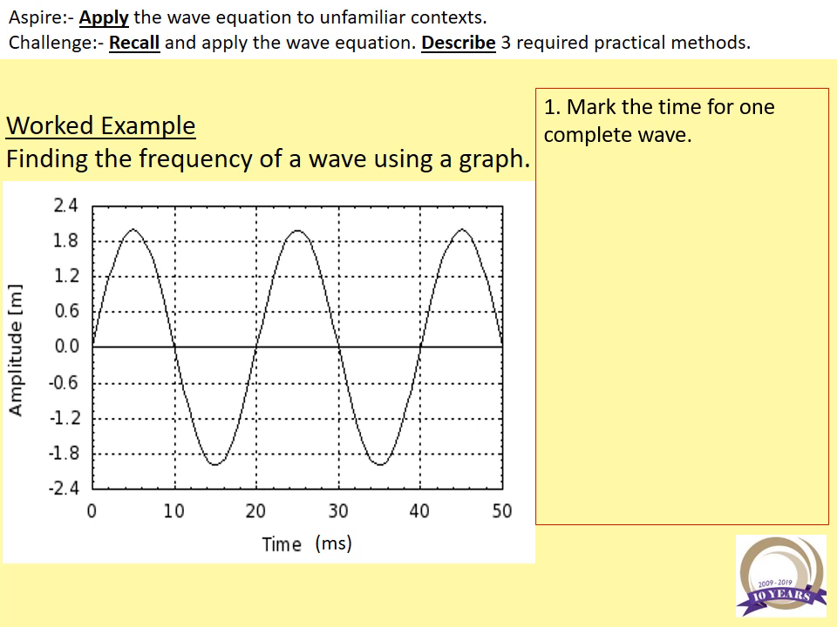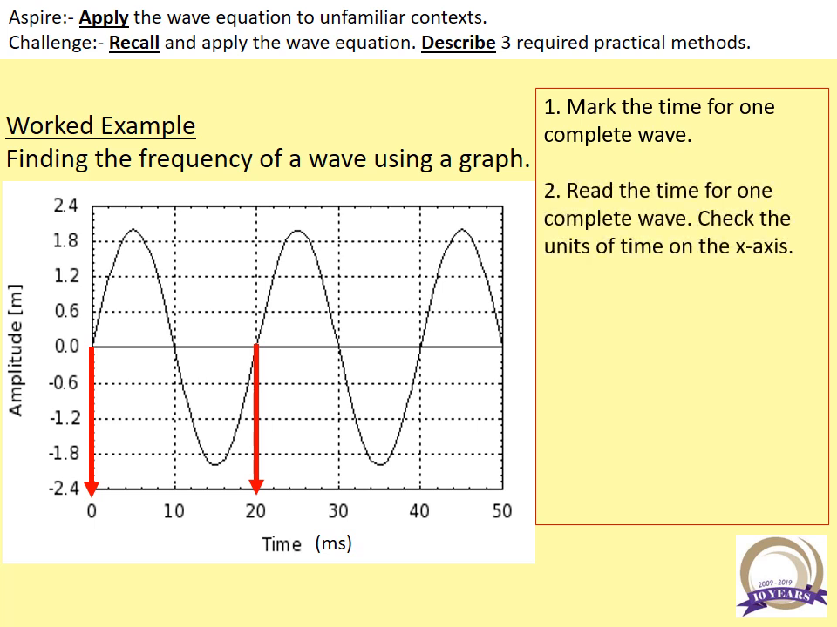So, mark the time for one complete wave. The most sensible thing to do would be to start from the beginning at 0 milliseconds. There's one complete wave, so up, down, past the middle, back again, 20. But it's not 20 seconds, it's 20 milliseconds. Always a good idea to convert straight away. 20 milliseconds is 20 thousandths of a second, so 20 divided by 1000 is 0.02 seconds.